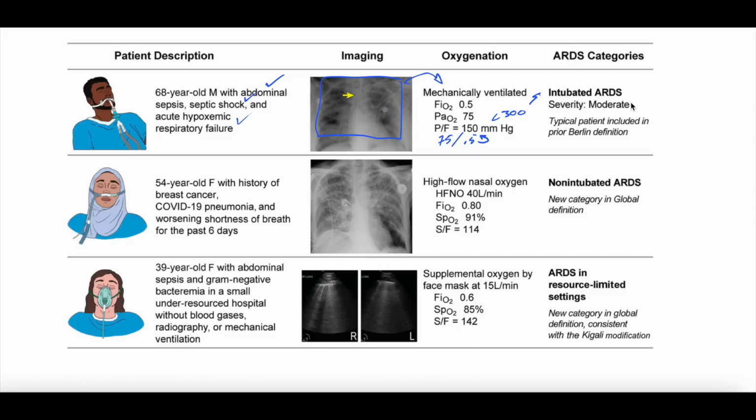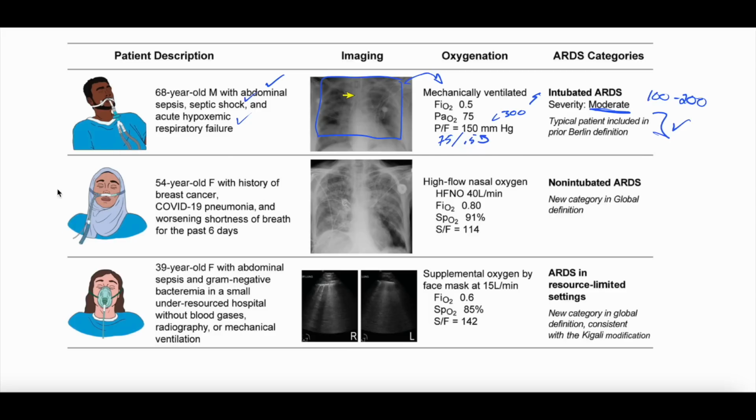This is intubated ARDS. Severity is moderate ARDS, right? Because that P-to-F ratio is between 100 and 200, which is consistent with moderate. And this is a typical patient that would be well included in the Berlin criteria. So then they move on to the second example. And you can see that this patient is not intubated.